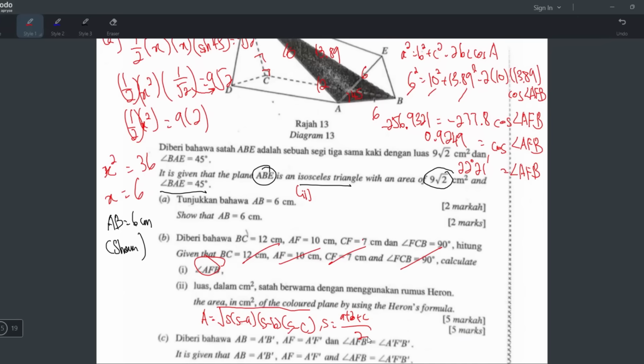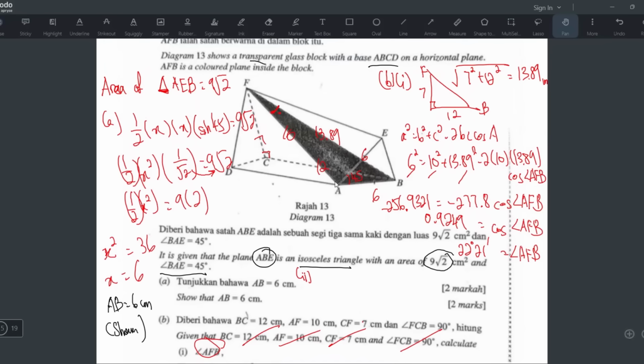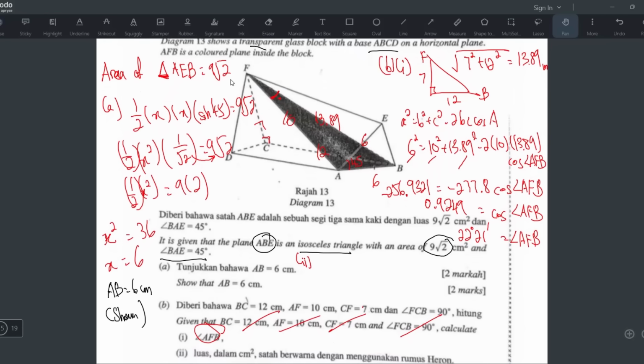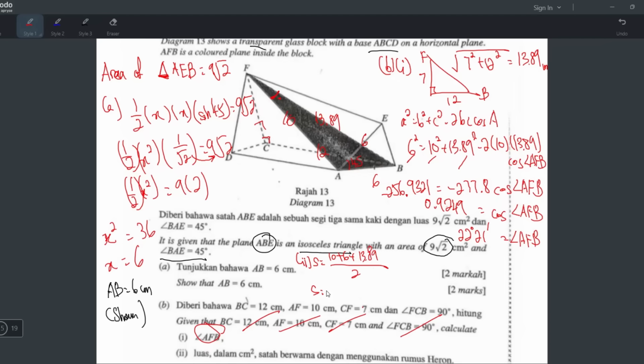If you want to use this formula, you have to make sure you have all three sides. So do I have all three sides of the colored triangle? Yes: 10, 6, 13.89. This is good. First thing first, I find the S. So 10 plus 6 plus 13.89, divide by 2, of course. Let's press and see what I get here. My calculator gives me 14.945. So that's my S.